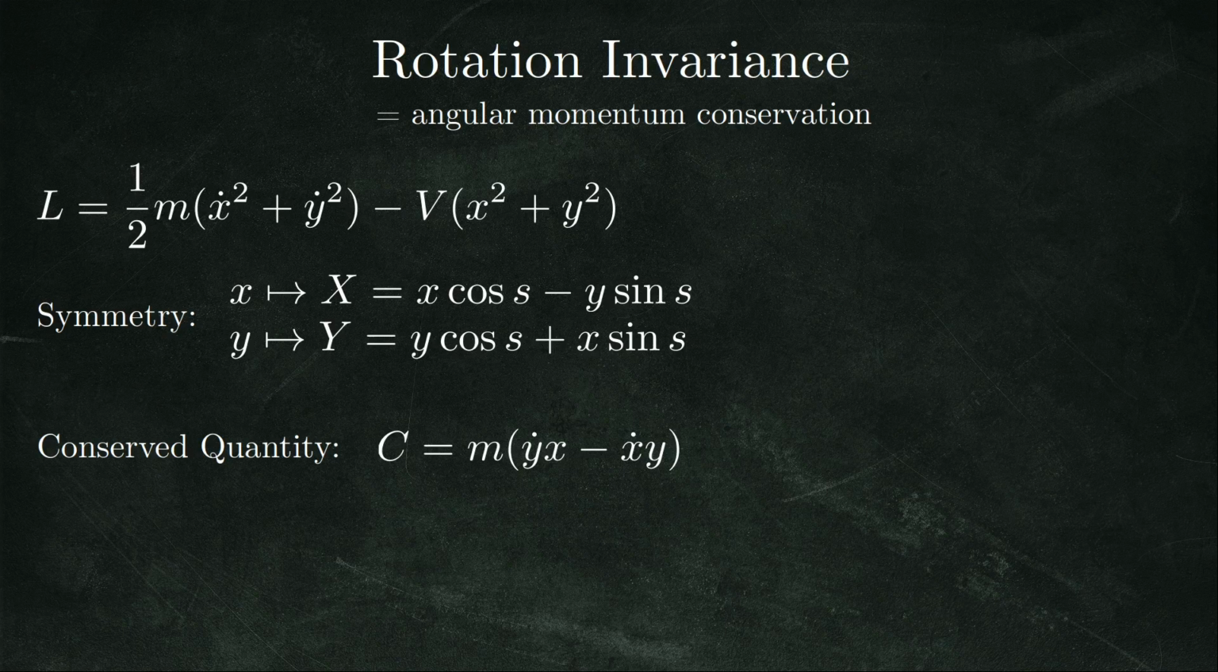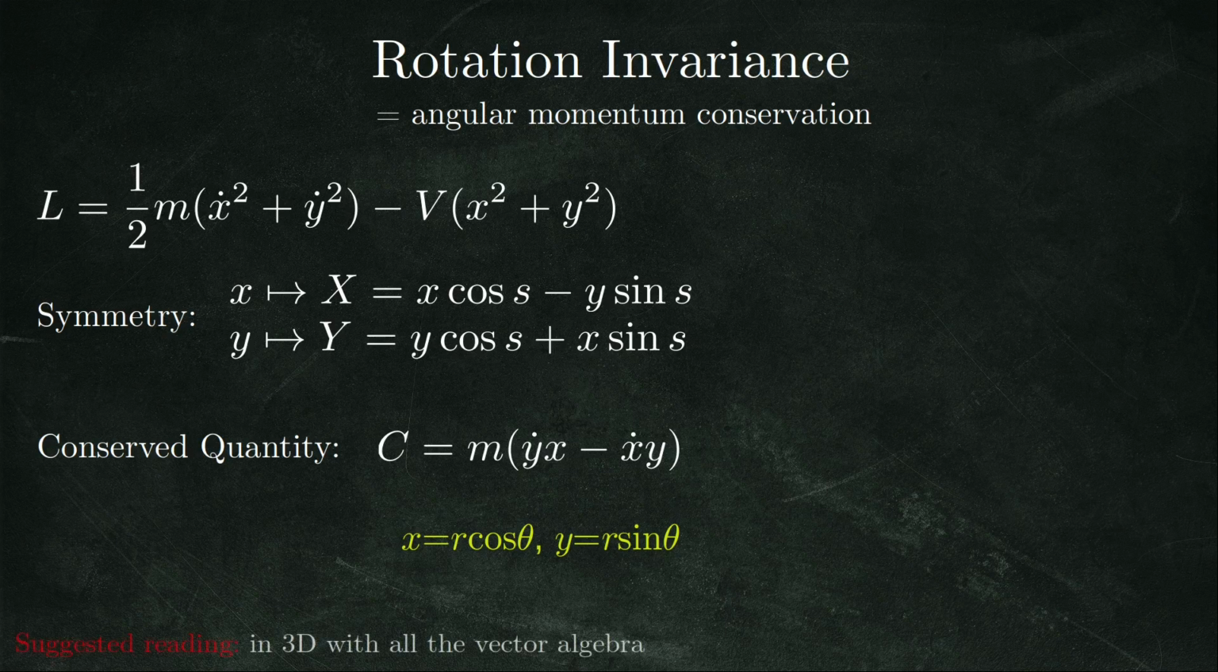Now, on your own, if you make this substitution, then you will get back to exactly the conserved quantity we had on the previous slide. That is, we go back to angular momentum conservation. It's just written in a different coordinate system.